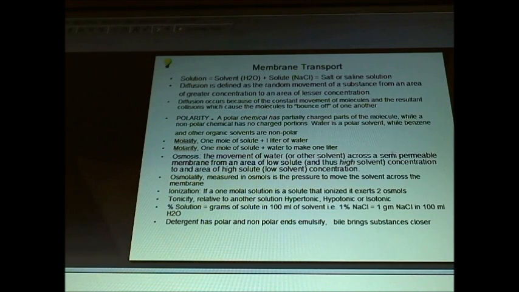Polarity. A solvent or a solute that is polar has charged parts on the different ends of the molecule, while a nonpolar has no charged parts. A polar solvent would be water. A polar solute would be sodium chloride. The nonpolar would be benzene or hexane or something along that.